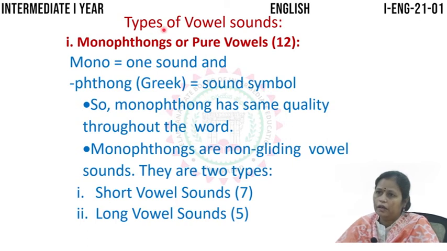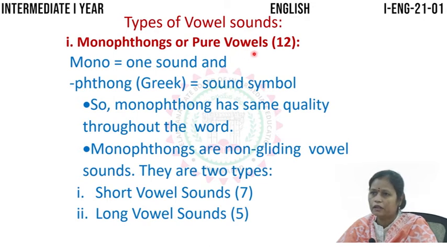And already in our classification, we saw that vowel sounds are divided into 2 types, monophthongs and diphthongs. So the first type is monophthongs. These are also called pure vowels, which are 12 in number. And how has this word been derived? Let us see. The prefix mono means one sound, and the suffix thong, which has been taken from Greek, means sound symbol. So mono means one sound, thong means sound symbol.